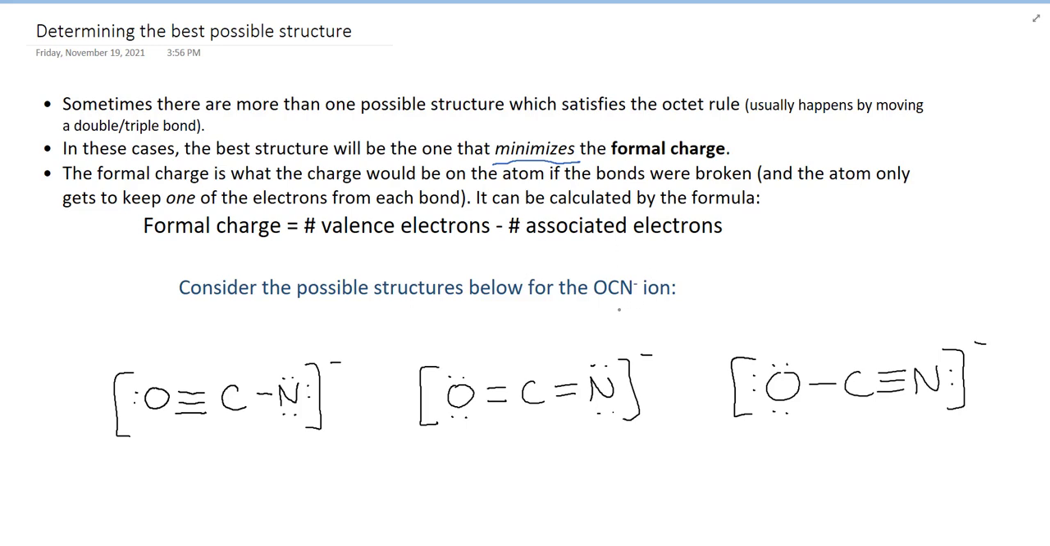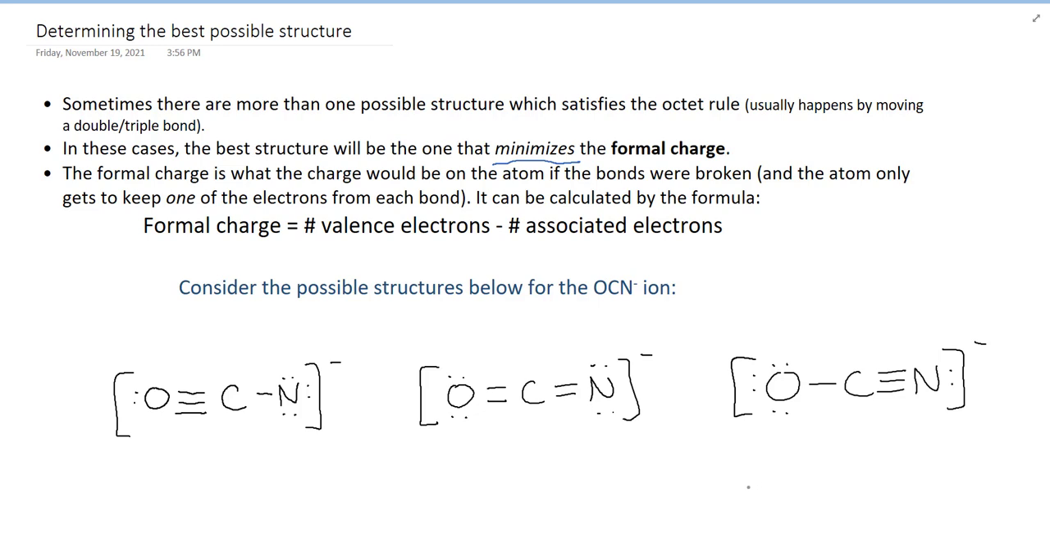Let's consider the scenario of the ion oxygen, nitrogen, and carbon, OCN minus. When we draw the structure, we end up with 3 possibilities that all have the correct number of electrons and give all 3 atoms an octet. One possibility is to have a triple bond to the oxygen and a single bond to the nitrogen. Another possibility gives a double bond out to both the oxygen and the nitrogen. Note that we still put carbon in the center because it can form more bonds than oxygen or nitrogen. The third possibility is a single bond to the oxygen and a triple bond to the nitrogen.